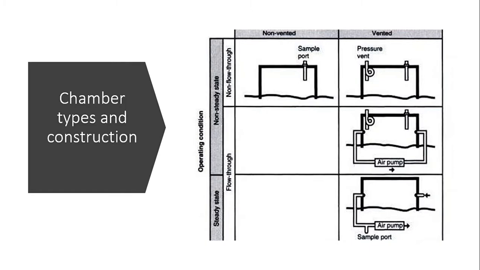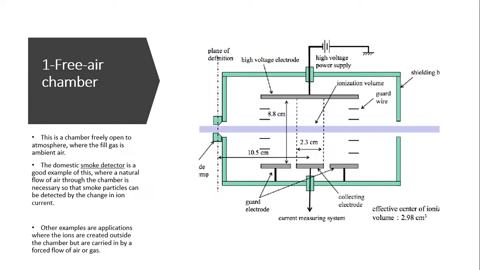Now I will talk about chamber types and construction. Number 1. Free air chamber. This is a chamber freely open to the atmosphere, where the filled gas is ambient air. The domestic smoke detector is a good example of this, where a natural flow of air through the chamber is necessary so that smoke particles can be detected by the change in ion current.